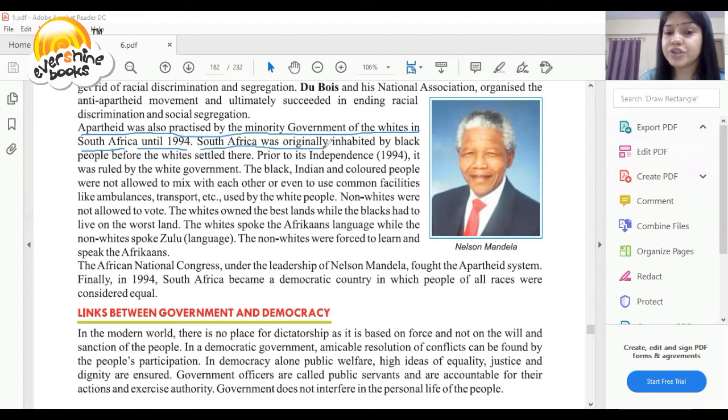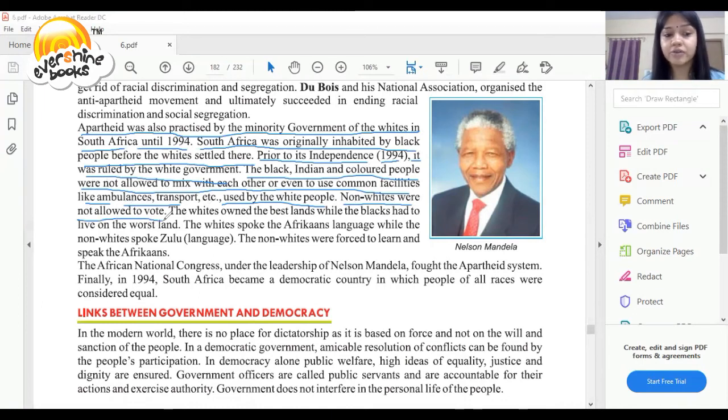South Africa was originally inhabited by the black people before the whites settled there. White people se pehle wahan par black people settled the. So prior to its independence, which happened in 1994, it was ruled by the white government. The black, Indian and colored people were not allowed to mix with each other or even to use common facilities like ambulance and transport system used by the white people. So non-whites were not allowed to vote.